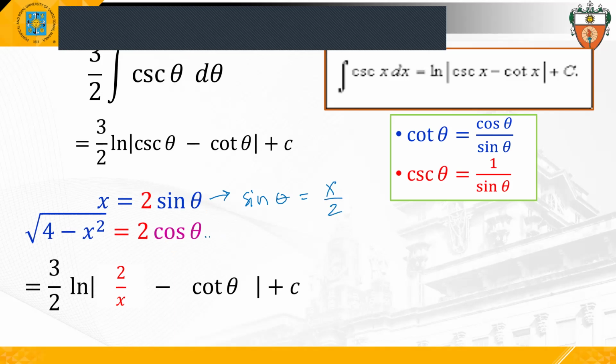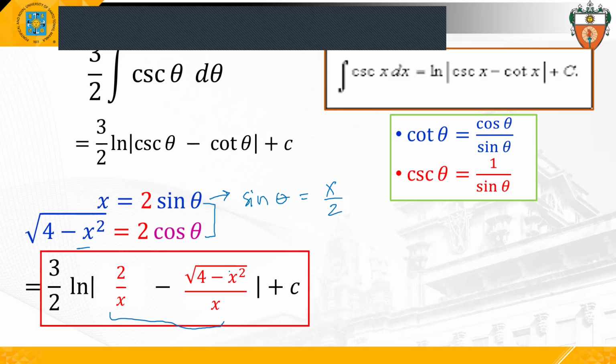Tapos, dividing this, yan yung cotangent natin. Pero syempre, ito yung dapat na nasa numerator. That will be square root of 4 minus x squared over x. Ang ginawa lang natin, we combine these fractions because they are similar fractions. Okay, so that becomes our final answer.